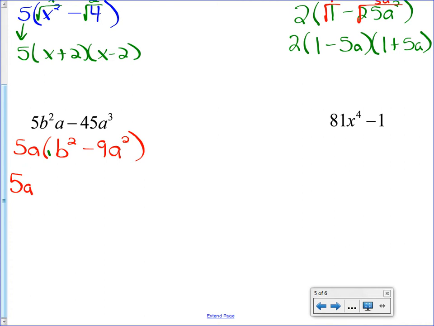I can take the square root of my first term, which leaves me with just b. The square root of my second term, which leaves me 3a. So my brackets here would be b plus 3a or b minus 3a. Anyone have any questions with that?